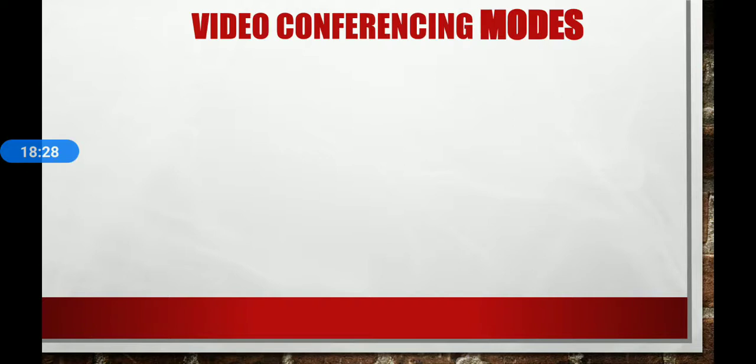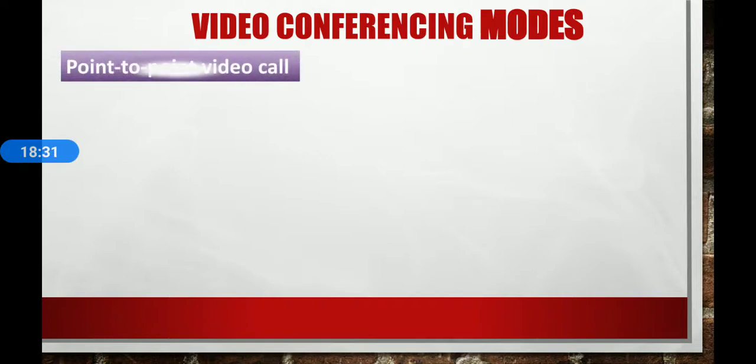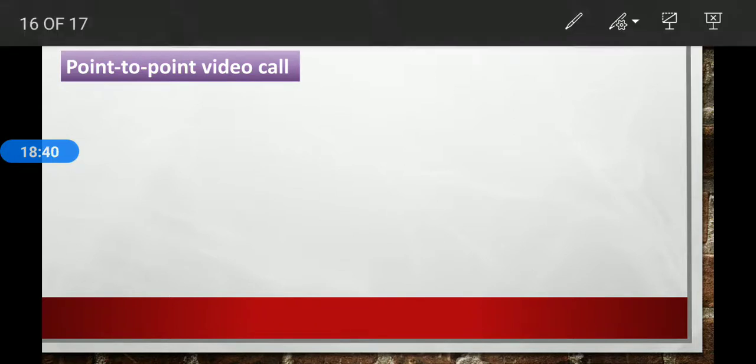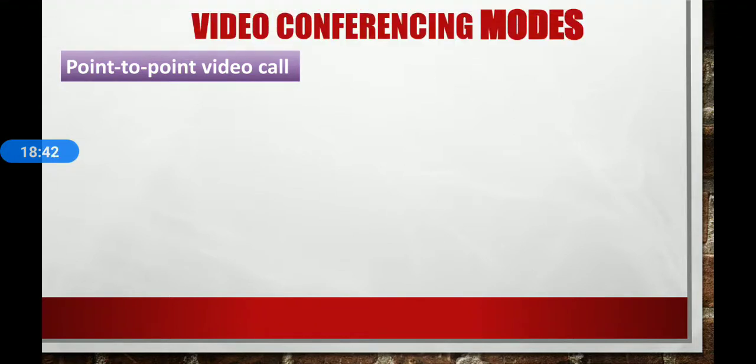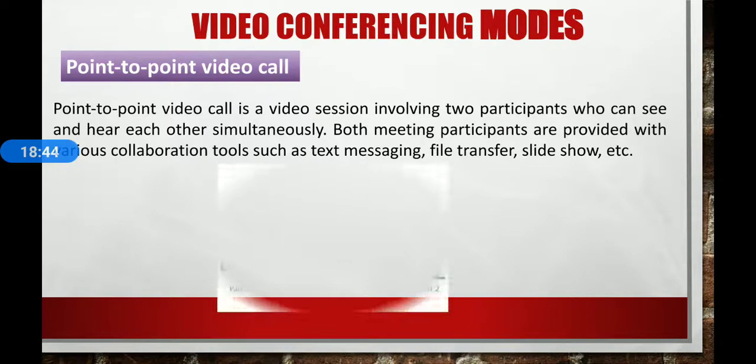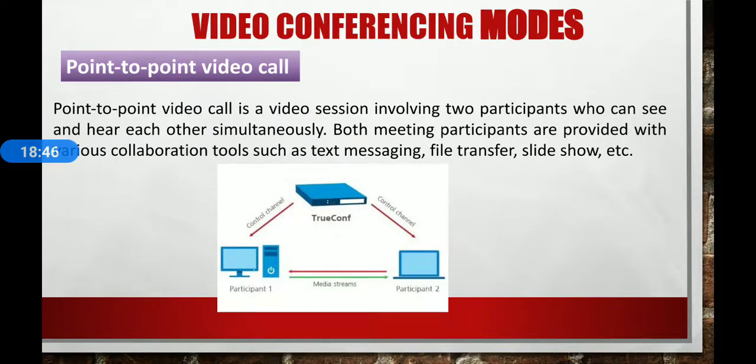Next one, video conferencing modes. There are two main video conferencing modes, point-to-point video calls and multi-point video conferencing. Let's see first, point-to-point video call. A point-to-point video call is a video session involving two participants who can see and hear each other simultaneously. Both meeting participants are provided with various collaboration tools such as text messaging, file transfer, slideshow, etc.